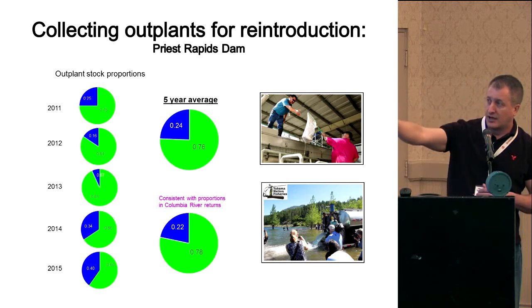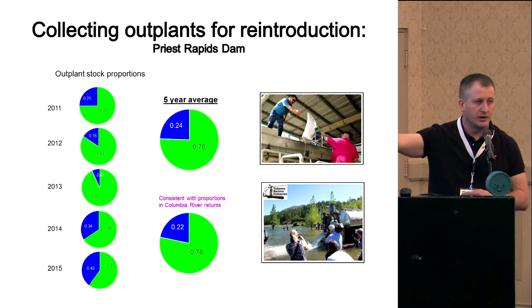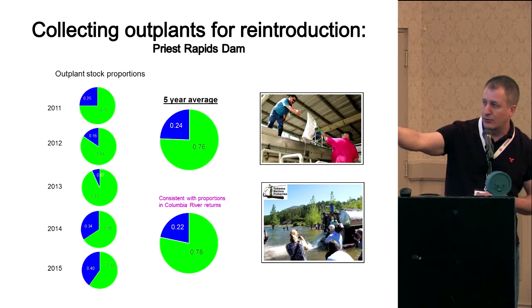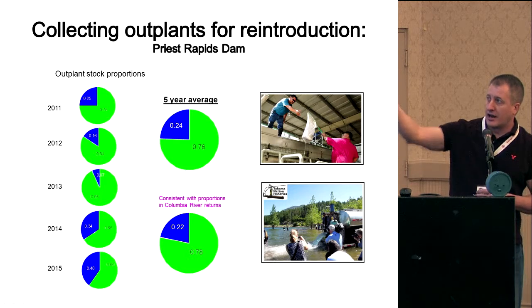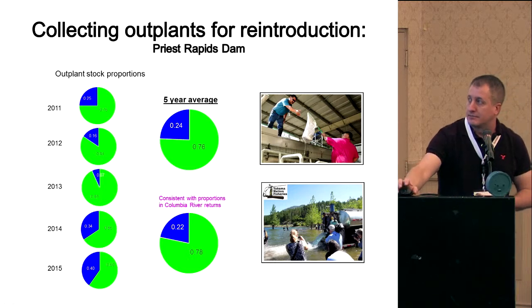Then there are the 5-year differences there. You can see some annual variation in the take. In 2013, only about 7% were Wenatchee fish, and then as many as 40% in 2015, but on average, it's about 76% Soyuz.